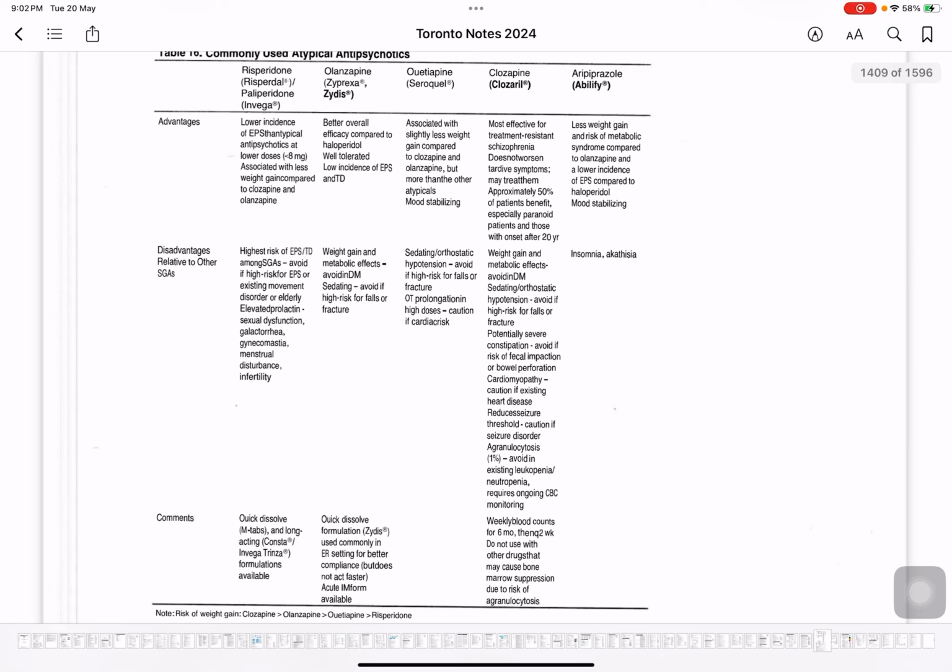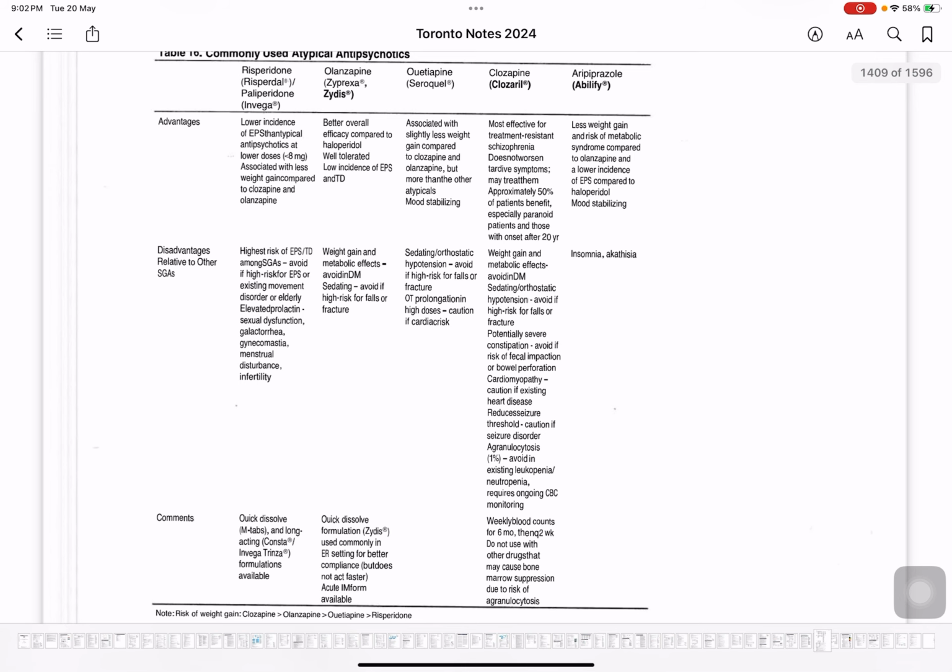Okay. Clozapine, you have to do ECG, you have to screen for constipation, for bowel perforation, for cardiomyopathy, and you have to repeat CBC for agranulocytosis. Weight gain, a lot of problems with clozapine. But this is the most effective drug for treatment resistant schizophrenia, and we can even use it in paranoid patients.